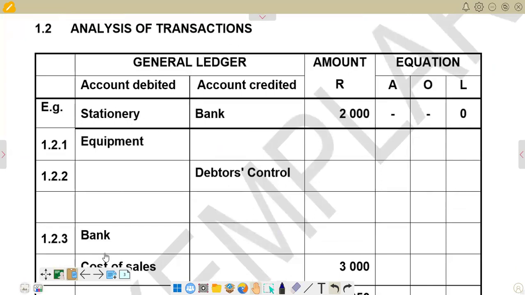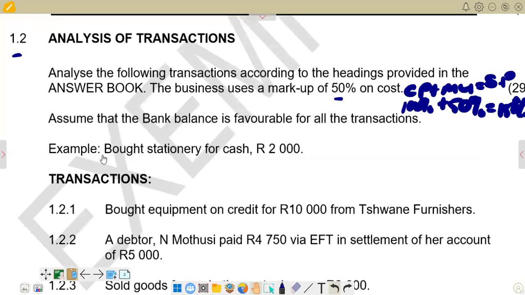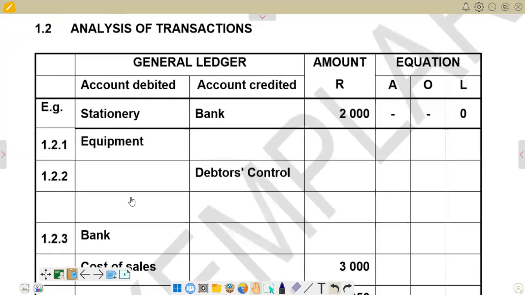If you go back to see the double entry in this example, it says bought stationery for cash, 2,000. So we are going to credit our cash and debit our stationery. We are debiting our stationery and crediting our bank, and then you show the effect on the accounting equation. The amount is 2,000. But remember, when we debit our stationery, this is an asset, and our account credited is also an asset.